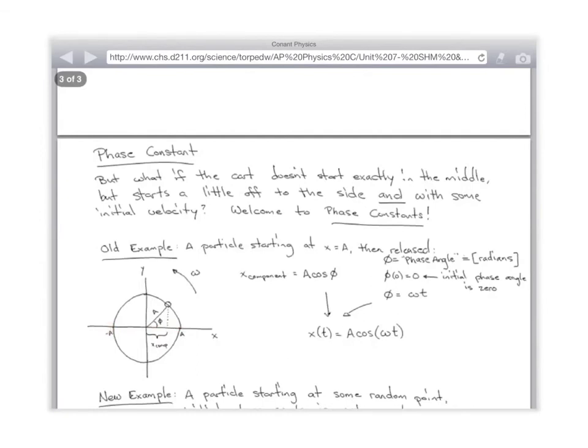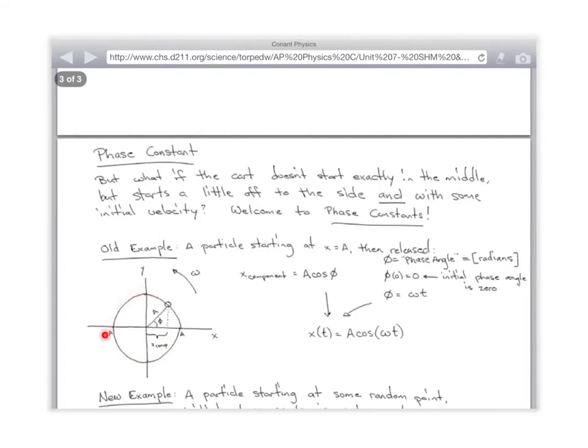Well, the reason it's doing that, one of the ways to think about this, and I like to set this up as a demo, but again, I didn't have time this morning, is if you were to just look at the x component of an object traveling around in a circle, the object would be traveling around in a circle like this, right?